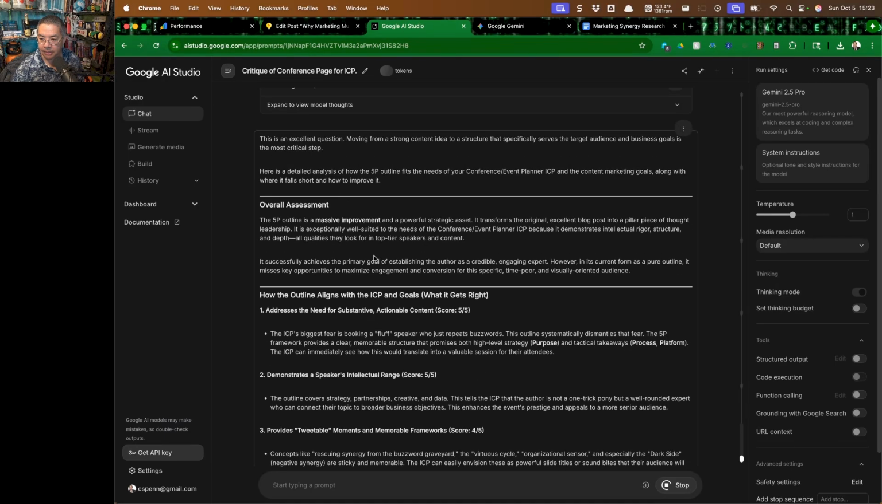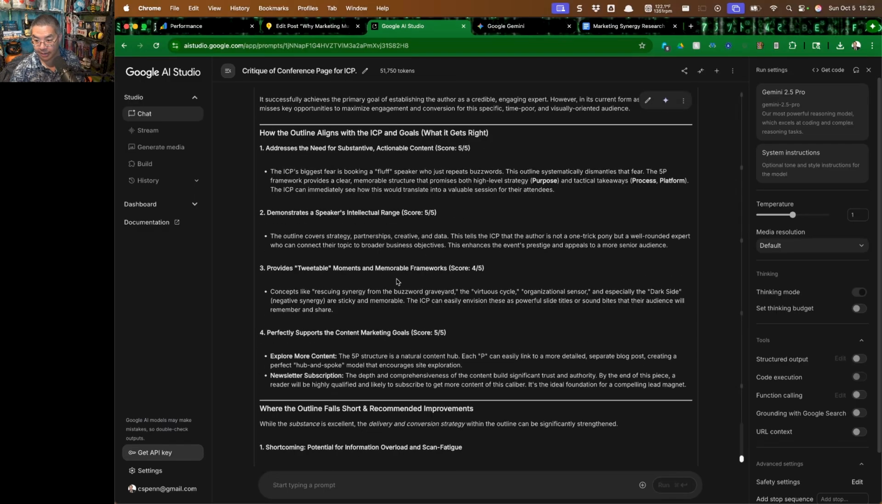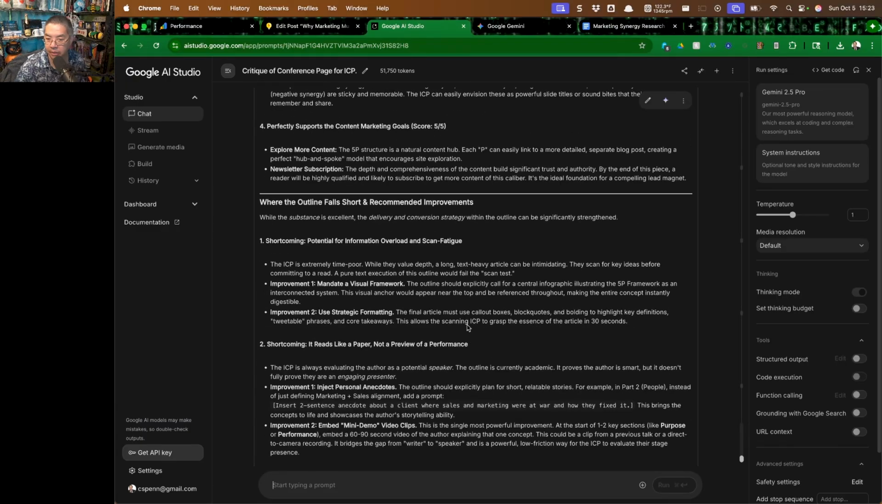And so it comes up and it says, overall assessment, it's a massive improvement, which it should be, given the amount of work we're putting into this. It outlines the ICP and goals, addresses the need for substantial actionable content, demonstrates the speaker's intellectual range, provides the tweetable moments. I hate that exists, but that's a need. Perfect, supports the content marketing goals, right? Which is, again, I hate that we have to do this, but we do because it's what makes things work.